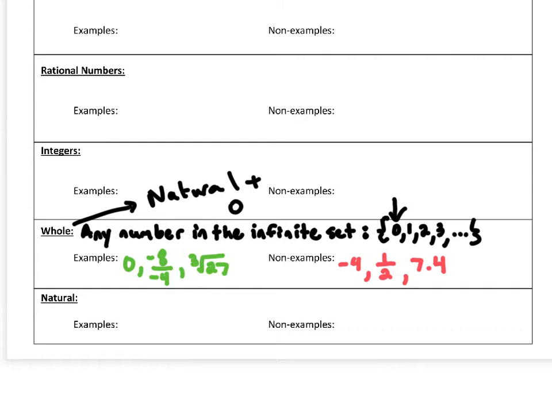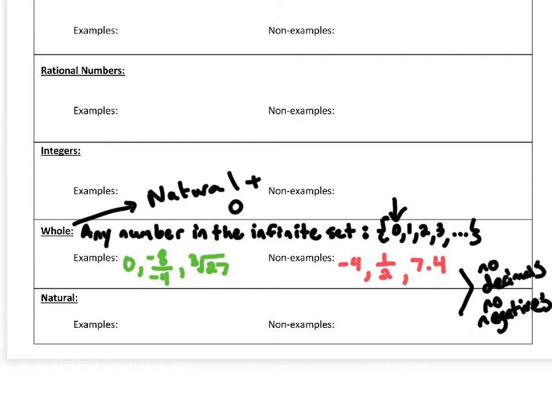So some themes here between the first two sets of numbers. There are definitely no decimals in either whole or natural numbers. So that's one common thing you want to be aware of. Another thing the whole and natural numbers have in common is that neither of them have any negative numbers in their sets. So if you want to compare those two, they are pretty similar.